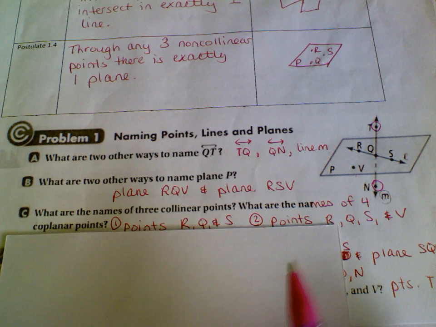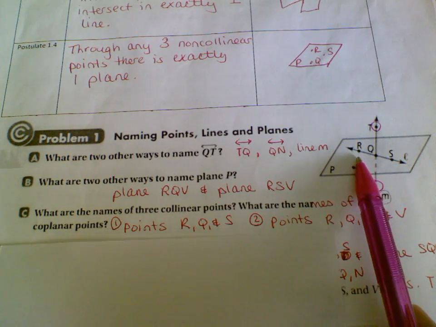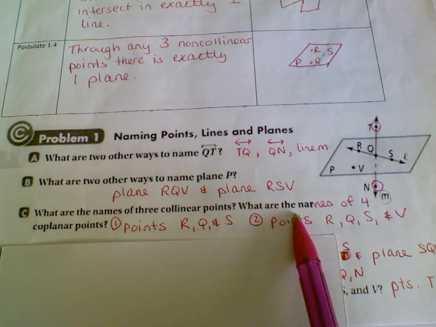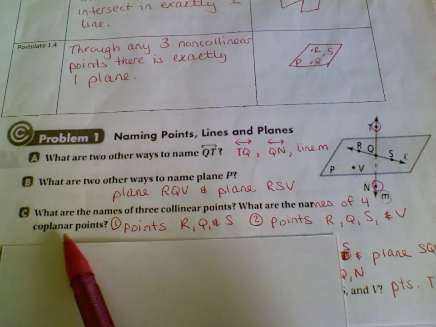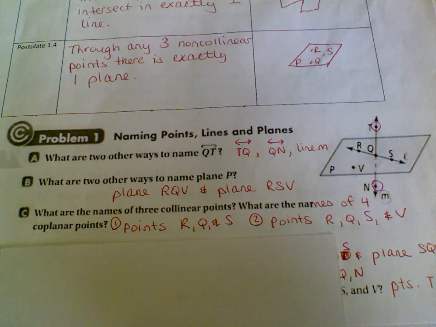What are the names of three collinear points? Collinear means that they are going to create a line. So that would be points R, Q, S. The second question says, what are the names of four coplanar points? Coplanar means they're all on the same plane. So that would be points R, Q, S, and V.